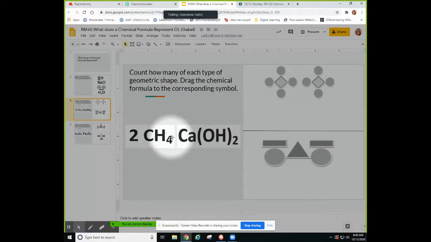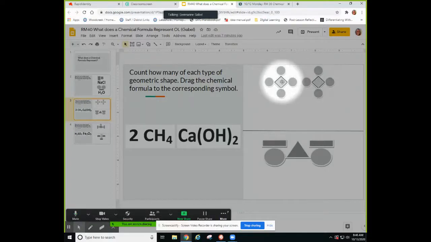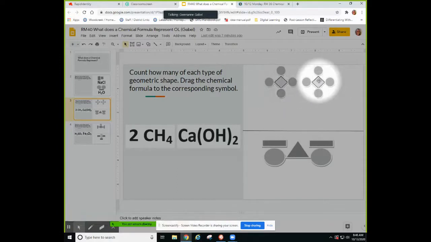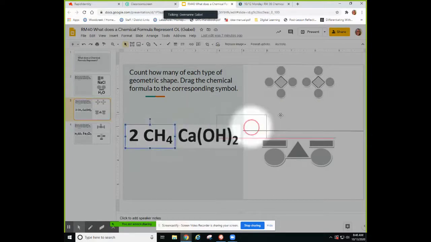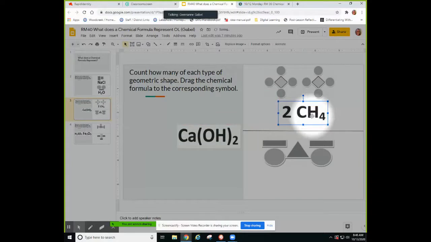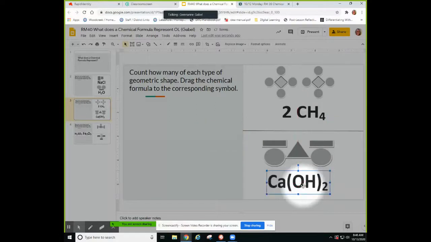I have 2 CH4. Which one of these pictures has 2 molecules, 2 of the same compound? So when we look here, this one is the exact same as this. I have 2 of this. This square represents carbon, and that carbon is bonded with 1, 2, 3, 4 hydrogens. And this one is exactly the same. So this picture represents our 2CH4.